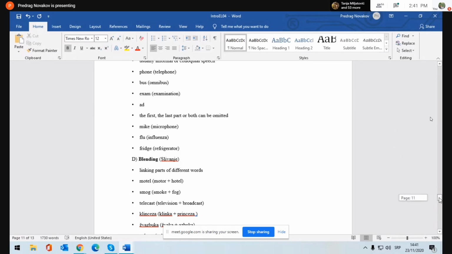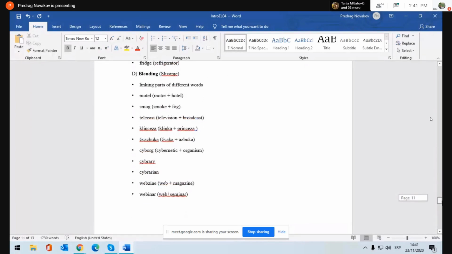Right. Blending. The next one. We have different names for it in Serbian, sometimes called slivanje, slivenice. Blend, you know the meaning of blend, it means to combine something. So this is the process in which you link parts of different words, but parts of different words, not the entire words. Typical examples are motel and smog. I'm sure you already know that motel comes from motor and hotel, but you omitted the second part of the first and the first part of the second word. Okay, you get motel, smog.